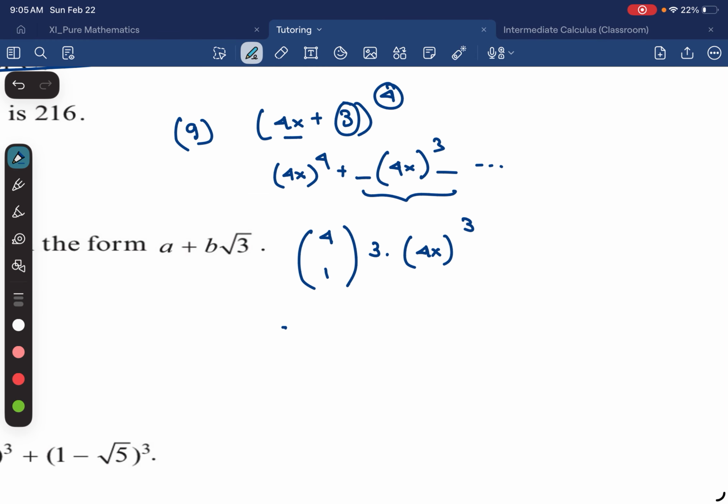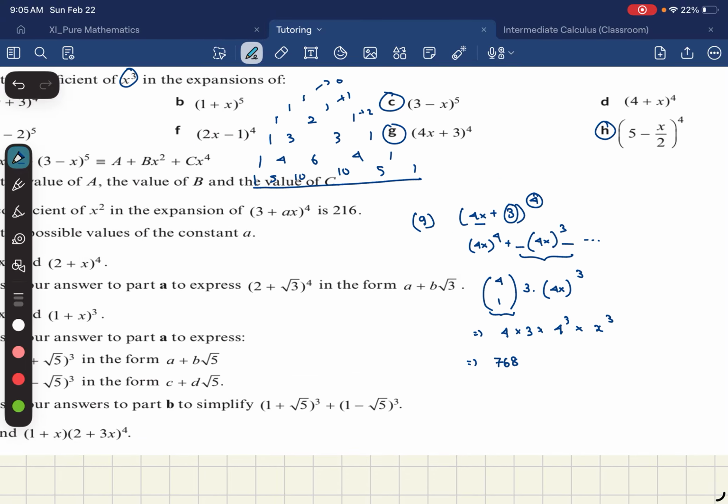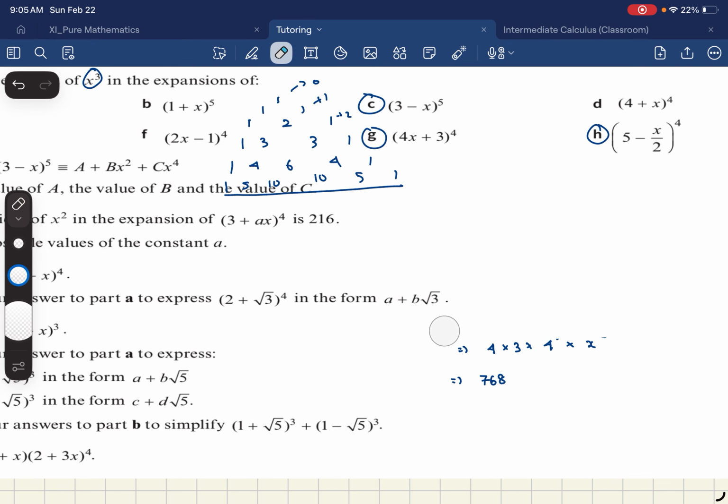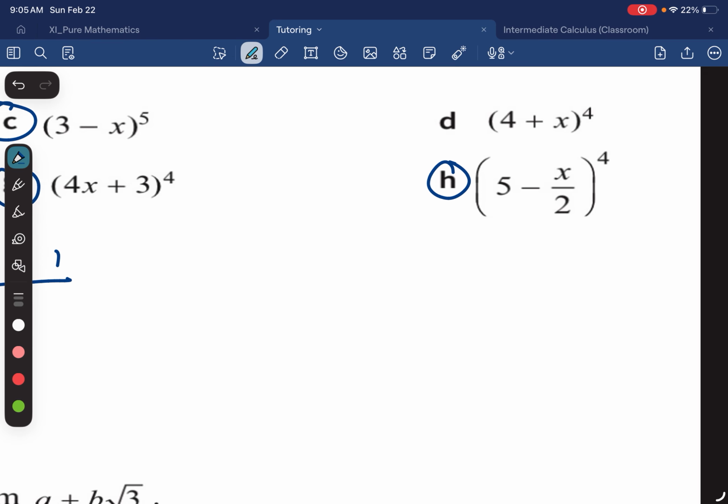So now, this gives me 4C1. If you simplify this, this is just going to give you 4 times 3 times 4 cubed times x cubed. But you can always expand it out. 4 times 3 times 4 to the power 3, and that is 768. So for part G, your answer should be 768, which it is. So you can also manually expand everything, although that's going to take a bit longer than just trying to figure it out this way. And let's do H again.